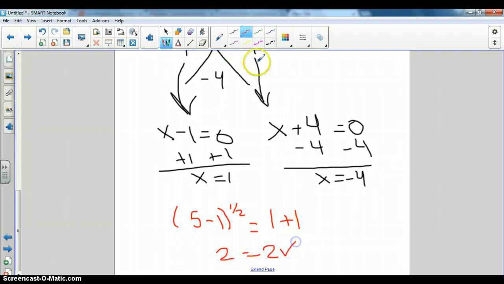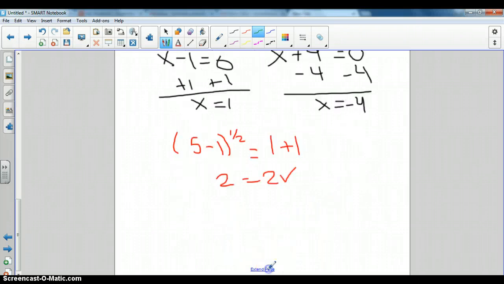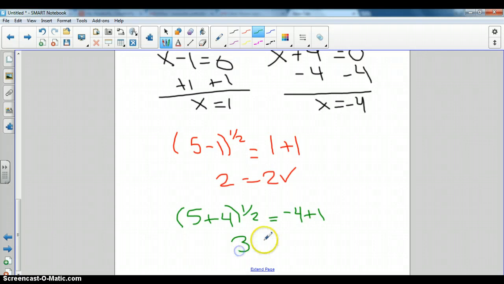So that one works. Okay, if I plug it back in again, and I use the negative 4, it'd be 5 minus negative 4, which would make it positive 4, to the 1/2 equals negative 4 plus 1. 5 plus 4 is 9. The square root of 9 is 3. And negative 4 plus 1 is negative 3. So it can't be that one. So that's why this is our only answer.